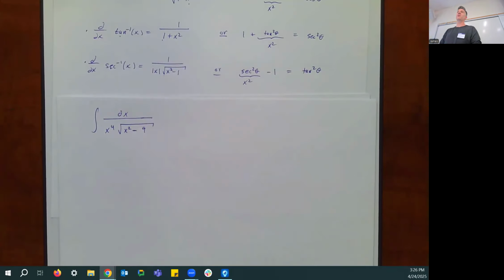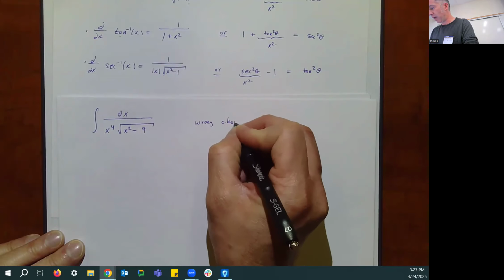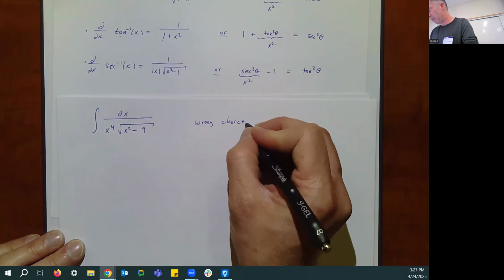And let's say for just a second we chose wrong. So I know it's not tangent because I know tangent goes with the plus sign. But let's pretend like I made the wrong choice. And I said, I'm going to let x equal 3 sine theta.